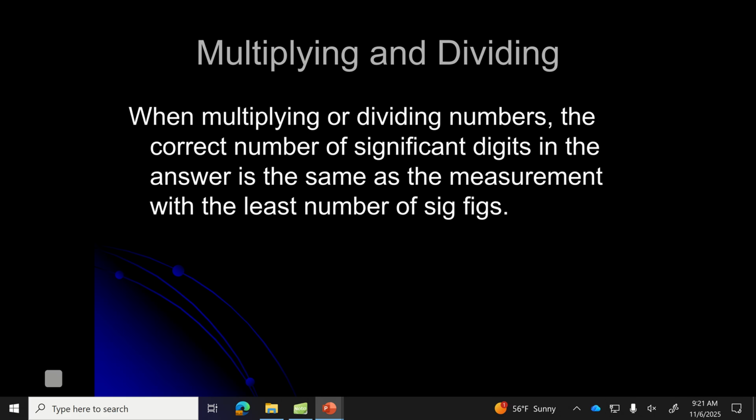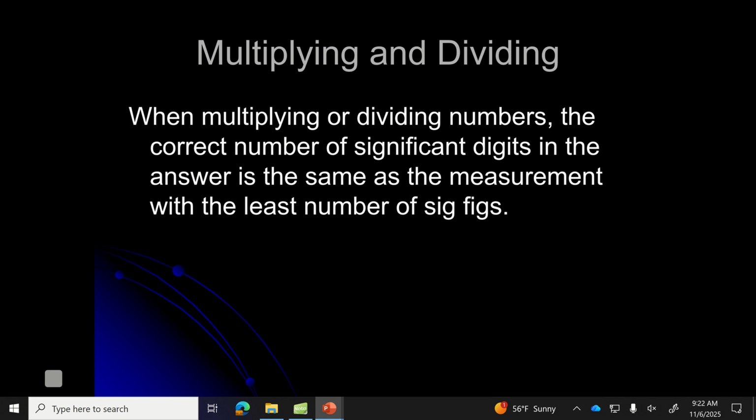Okay? All right, so when multiplying and dividing, the correct number of significant digits in the answer is the same as the measurement with the least number of sig figs. All right? So what this is saying is you got to count how many sig figs there are in the numbers that are given to you, and whichever one has the least number of sig figs, that is the number that your answer has to be in.